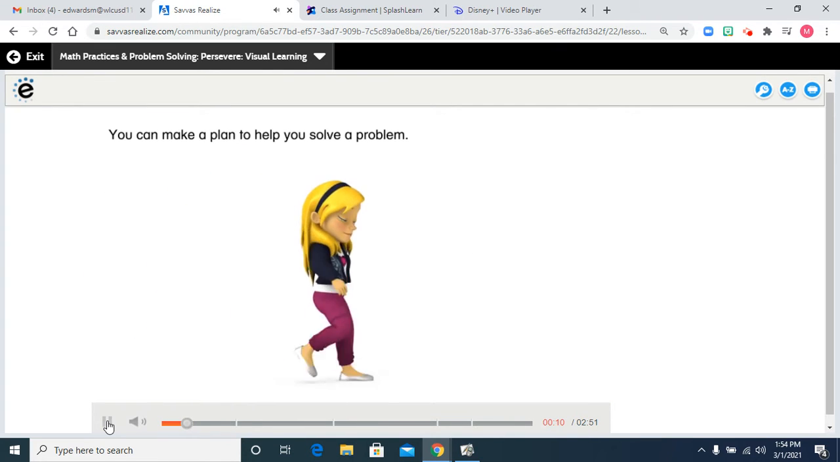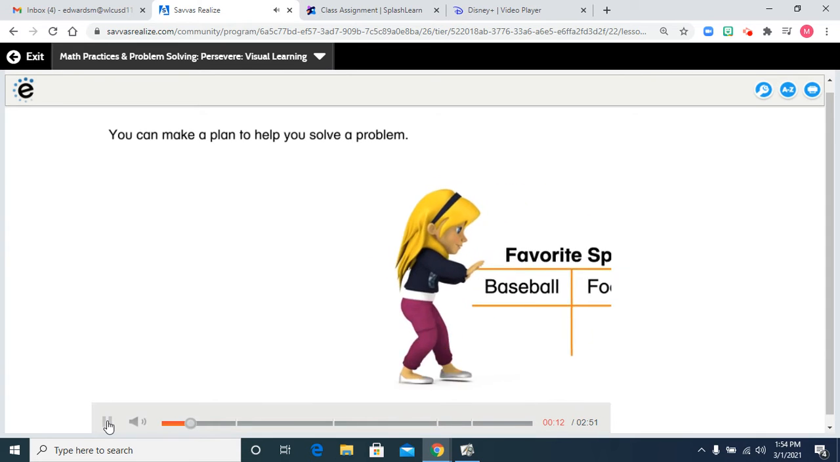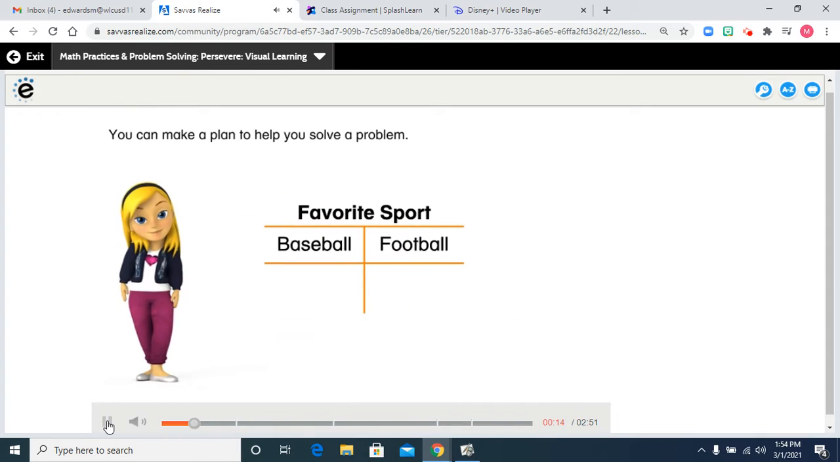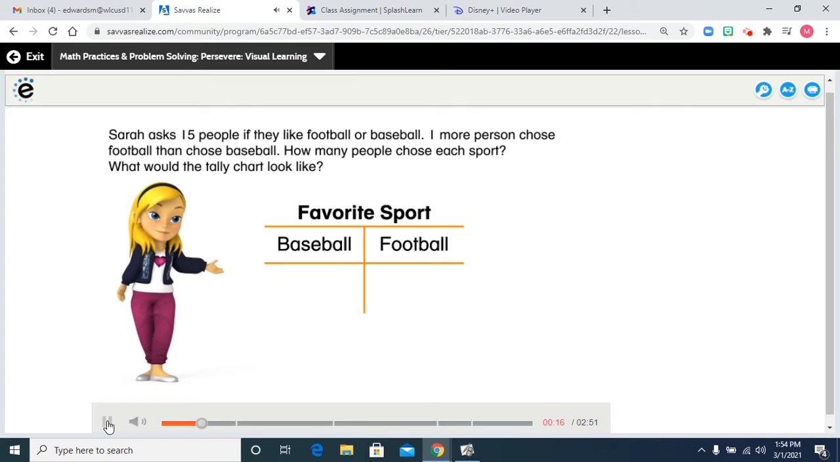You can make a plan to help you solve a problem. Sarah asks 15 people if they like football or baseball. One more person chose football than chose baseball. How many people chose each sport? What would the tally chart look like?